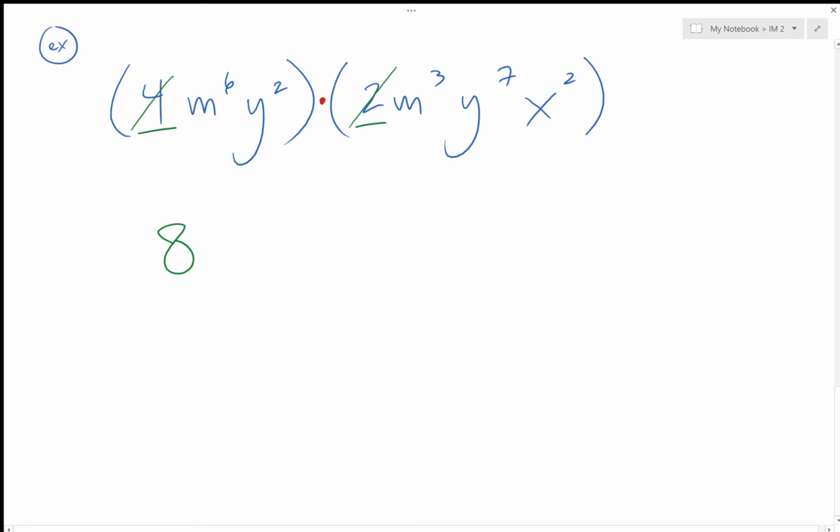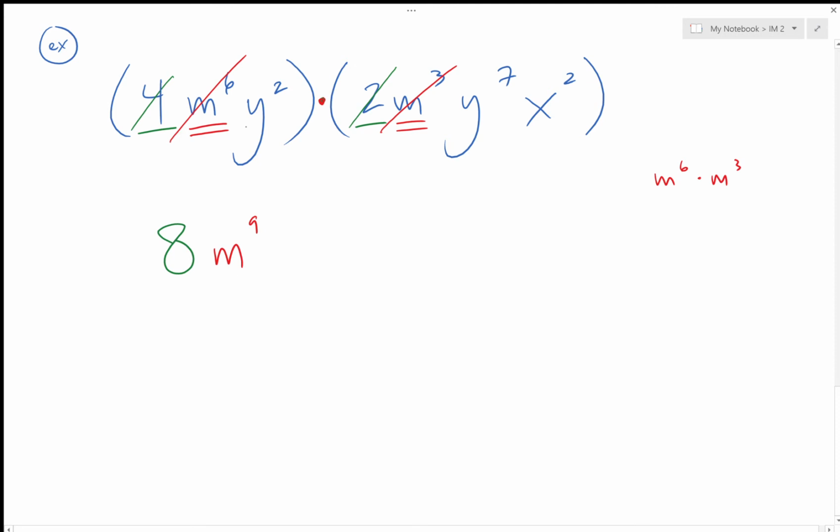Let's move on. I have m to the 6 times, is there another m in the other one? Yes. So if we think about it, pull it off to the side, we've got m to the 6 times m to the 3. They have the same base, so we're going to write that m. And if they have the same base and they're being multiplied, we add the exponents. 6 and 3 make 9. So we're just combining like terms, but using today's power rule, or product rule, product of powers.